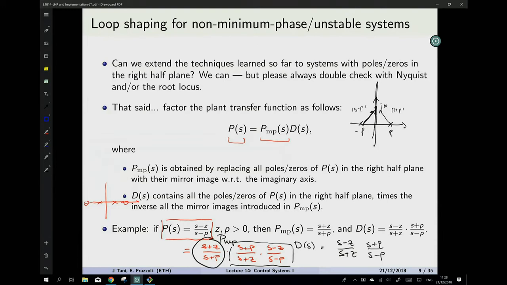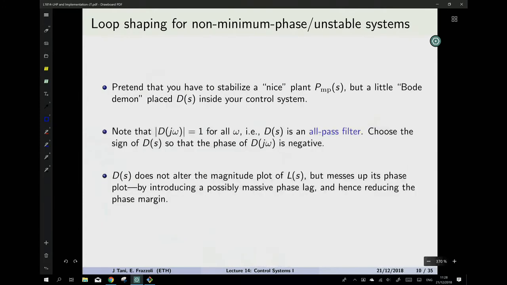So this means that the transfer function D of S will always have unit magnitude. It's a very nice thing. Does this make sense? Yes, right? No? You can say no. It's okay to say no.